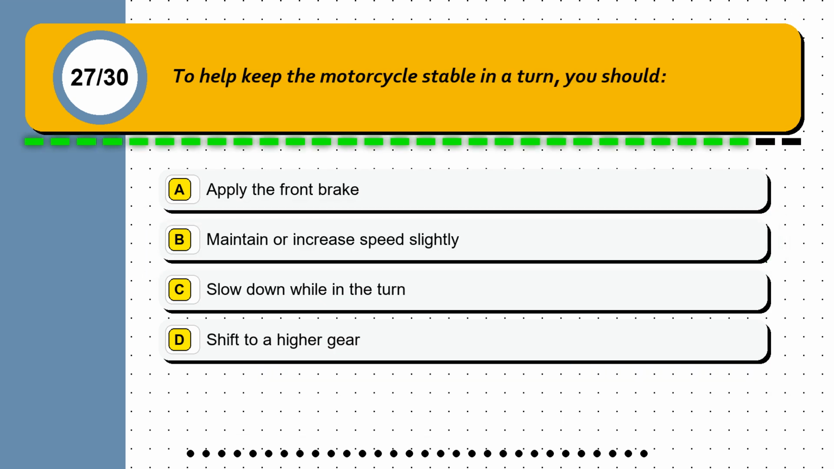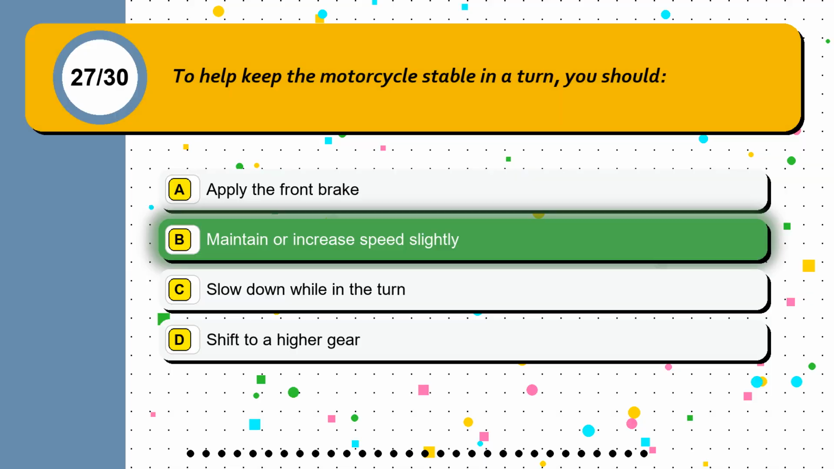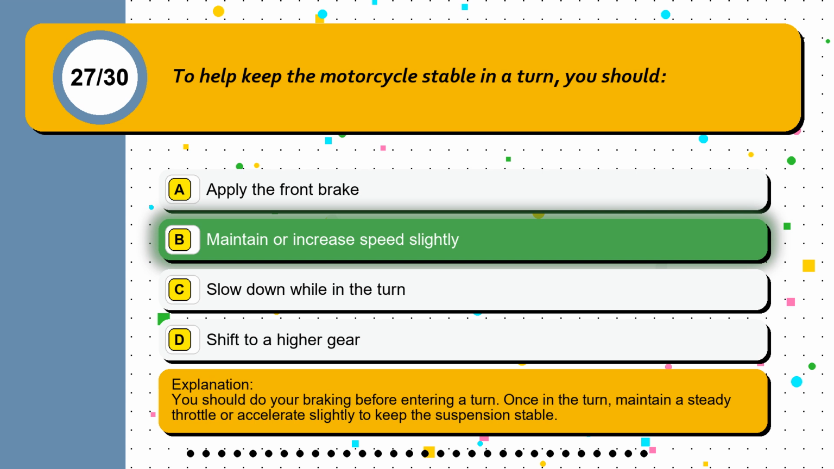Question 27. To help keep the motorcycle stable in a turn, you should: Option A, apply the front brake. Option B, maintain or increase speed slightly. Option C, slow down while in the turn. Option D, shift to a higher gear. The correct answer is option B, maintain or increase speed slightly. You should do your braking before entering a turn. Once in the turn, maintain a steady throttle or accelerate slightly to keep the suspension stable.